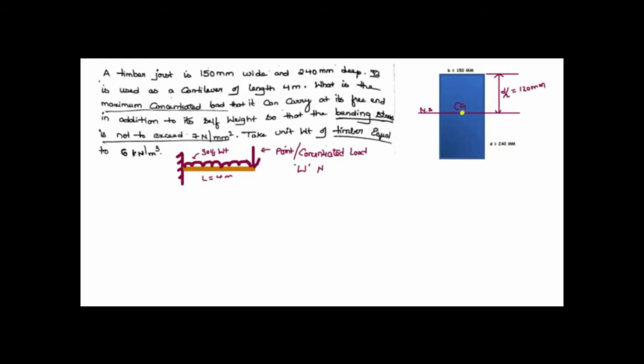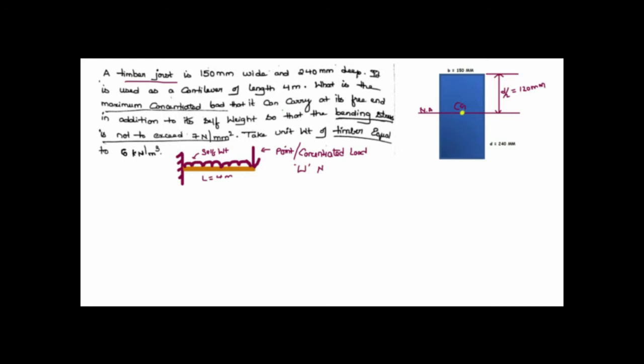So here a timber joist is being used as a cantilever, which is made up of wood. Whatever material it is, it is being used as a cantilever. It has a length of 4 meter and a rectangular cross section, 150 mm wide and 240 mm deep. This is symmetrical. Therefore, as I told you earlier, the topmost and bottommost layers are equidistant from the center of gravity, that is 120 mm.